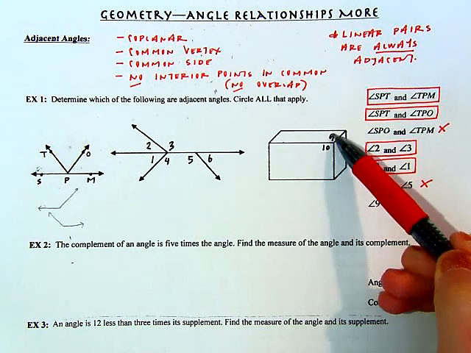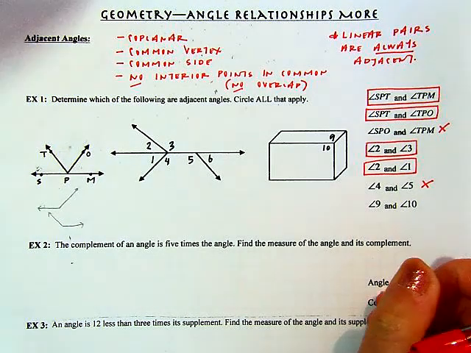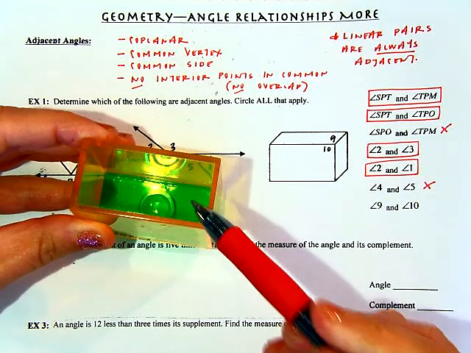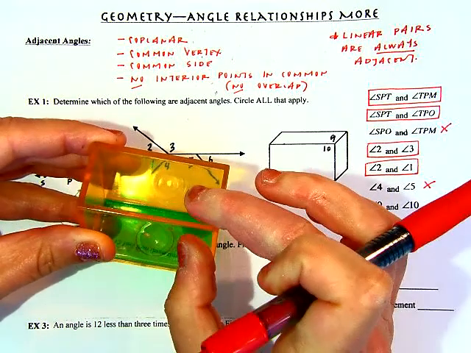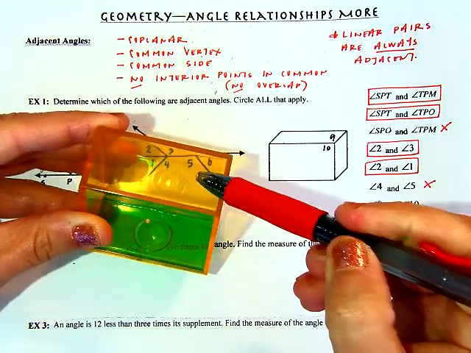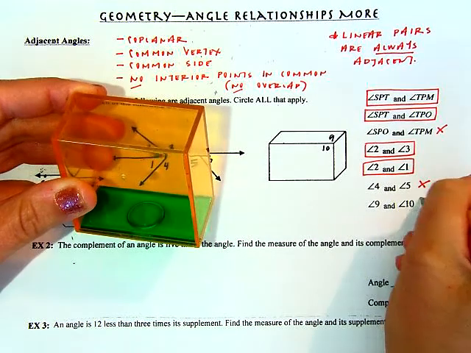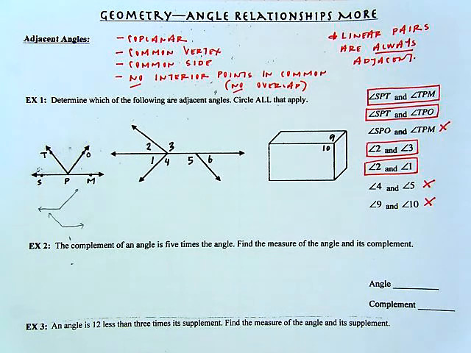And then 9 and 10. I'm giving you a 3D model right here. So if I pull another 3D model, I'm looking at the angles here and here. Would those be adjacent? Well, no. They're not on the same plane. So big cross right there. Adjacent angles have to be coplanar. They have a common vertex, a common side, and there are no interior points in common, no overlap between them other than that common side. And we also know that linear pairs are always adjacent angles.